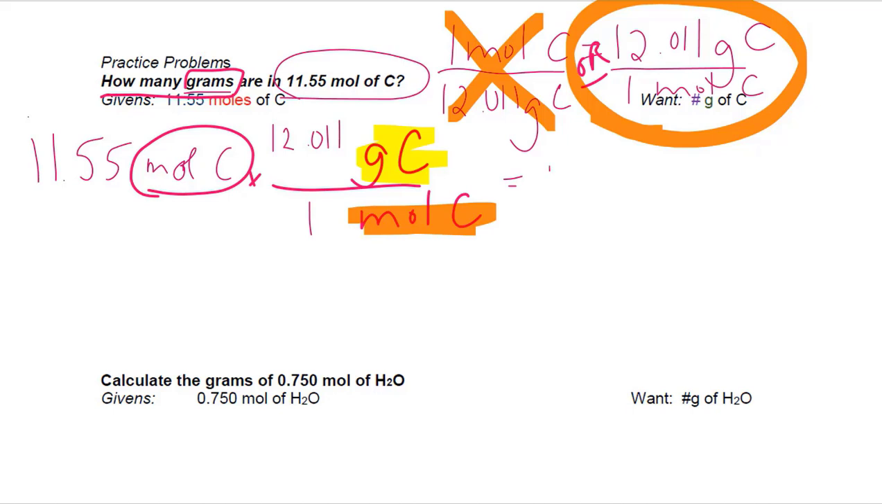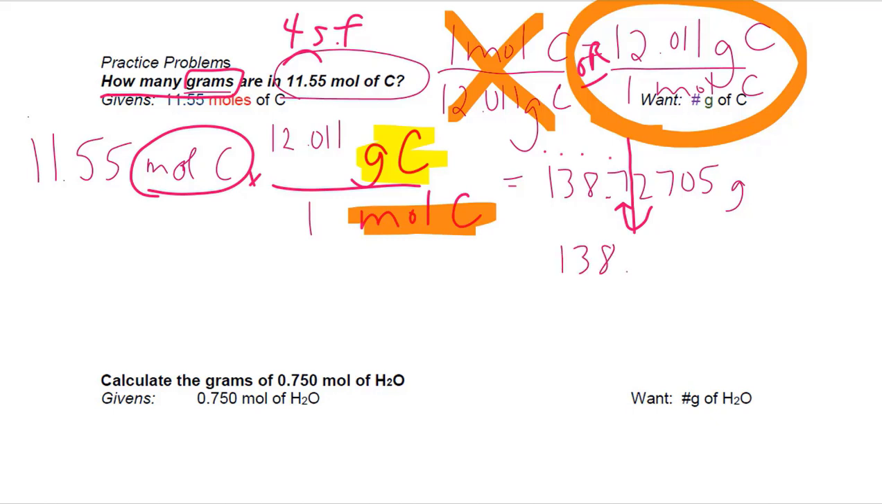Now my calculator tells me that the answer will be 138.72705 grams. But we need to remember our significant figures and look at how many sig figs I started with. And here I started with 4 sig figs. So I need to finish with 4. So I'm going to count 1, 2, 3, 4. Does my 2 do anything to that 7? No. So my final answer will be 138.7 grams of carbon. And then circle your answer.